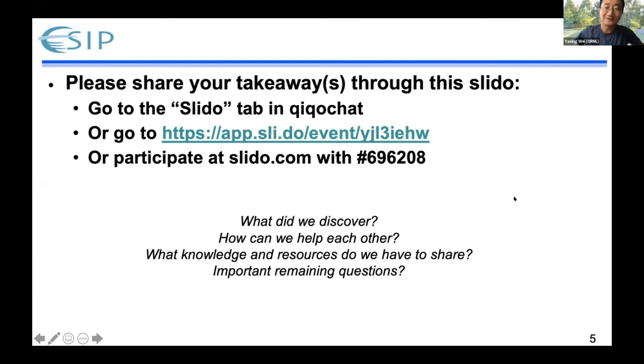So this is a Slido exercise. It's very simple. There are a couple of ways to access this Slido. The easiest is to click the Slido tab in the Kiko chat room page if you have access to that. Or if you do not have that access, you can go directly to this URL, or you can go to slido.com and enter the participation number 696208. And the purpose for this Slido is to collect any takeaway that you have in your mind in today's conversation in this session. Like what we have discovered, what can we help each other, and what knowledge and resources do we have to share.